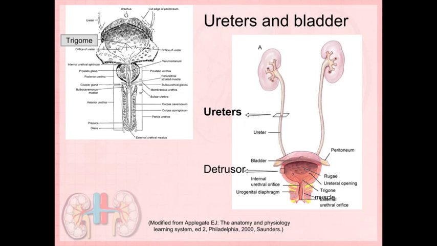In adults, each ureter is about 25 to 30 centimeters long and about 4 to 5 millimeters in diameter. Urine moves along the ureter by peristalsis. Each ureter enters the bladder at the ureterovesical junction, which is located in the lower bladder.